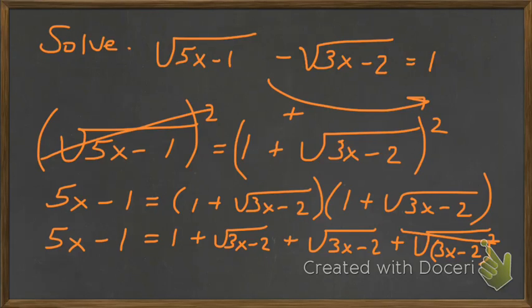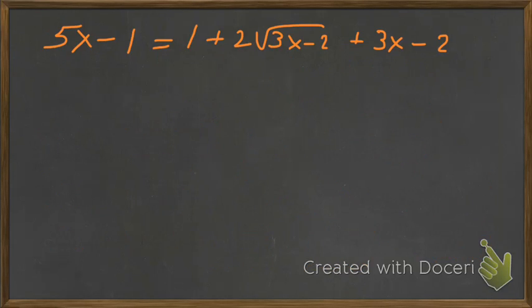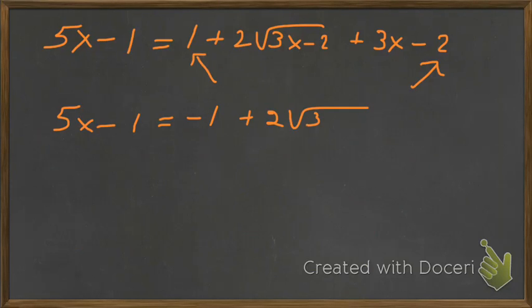Let's clean it up. We've got a like term here and another like term there. When we do combine our like terms, we see 2 of these radicals and a 3x minus 2 at the back. Okay, if we're going to solve this radical equation, we have to get the next radical all by itself. Let's combine our like terms. We've got a 1 and a negative 2. That gives us a negative 1 plus 2 square roots of 3x minus 2 plus 3x.